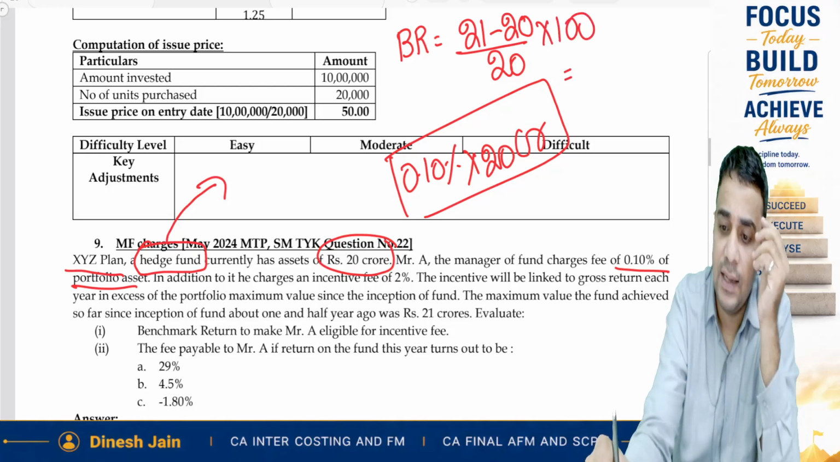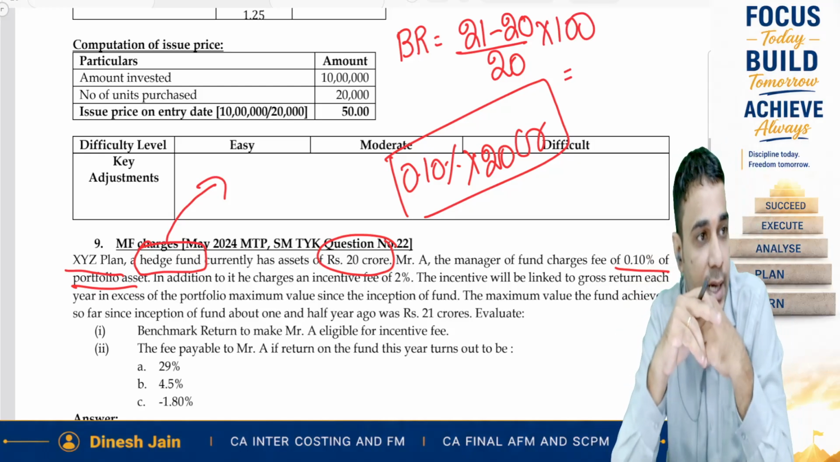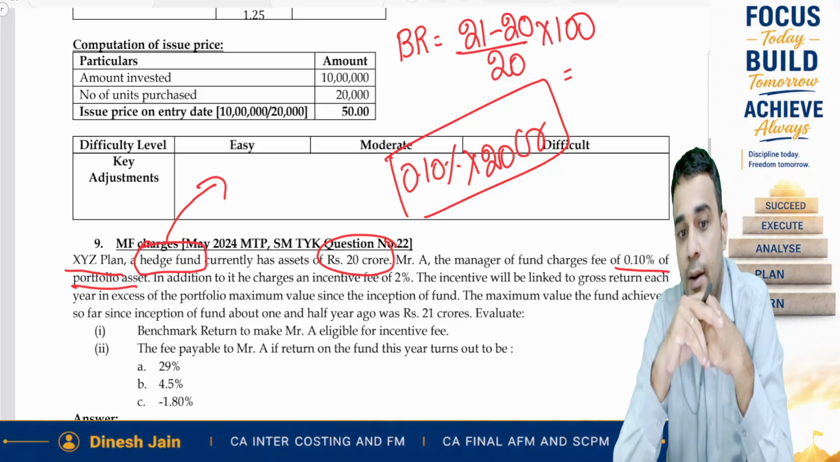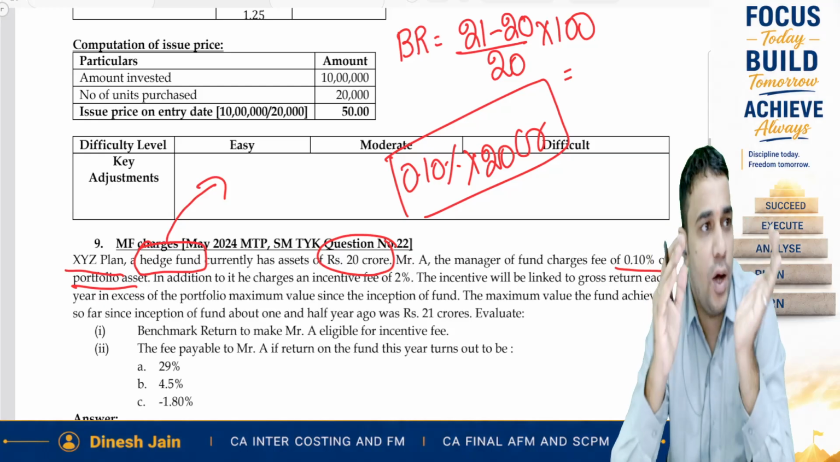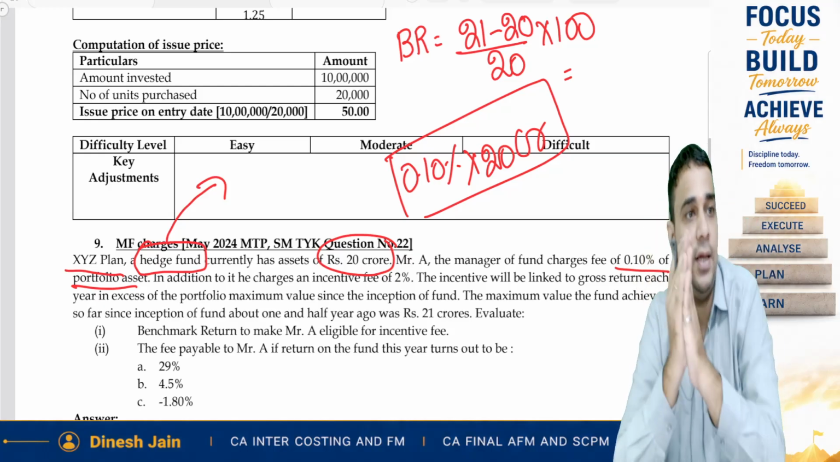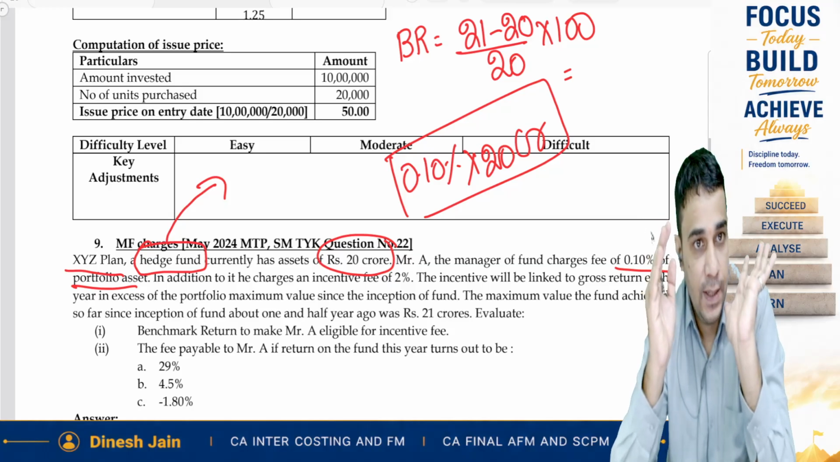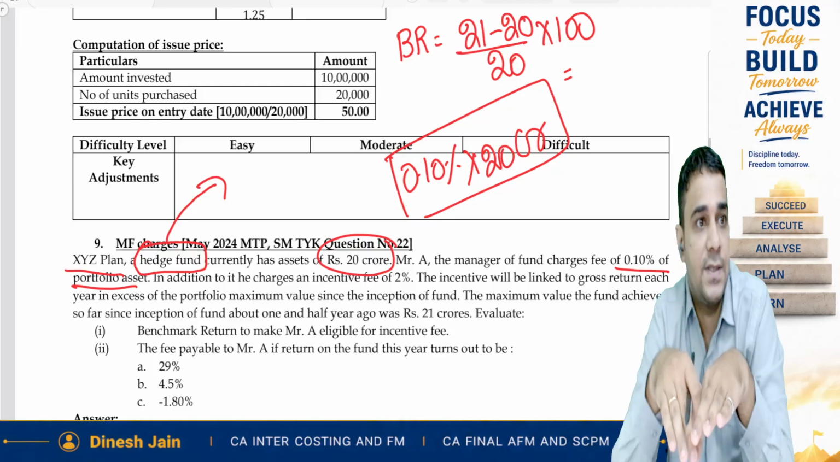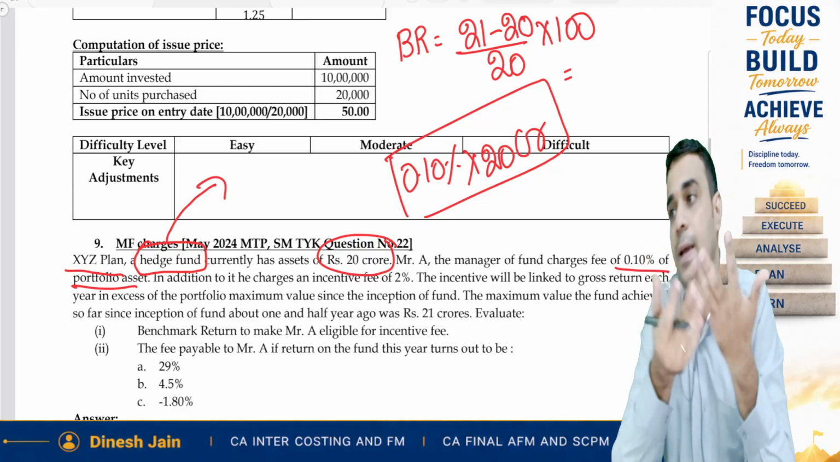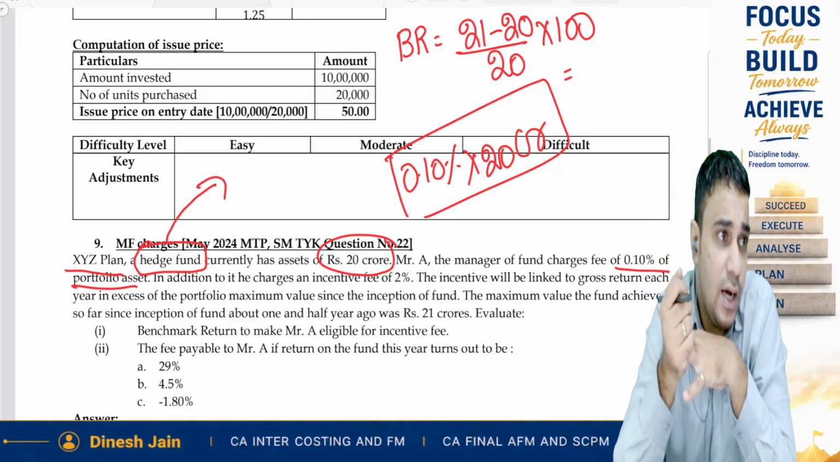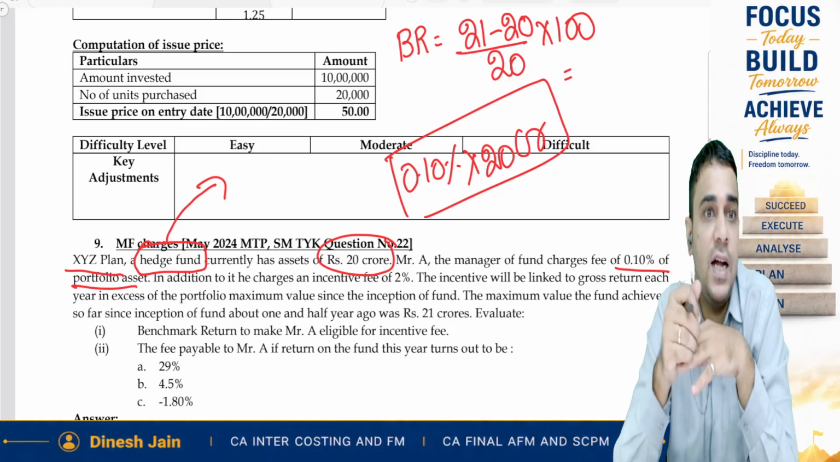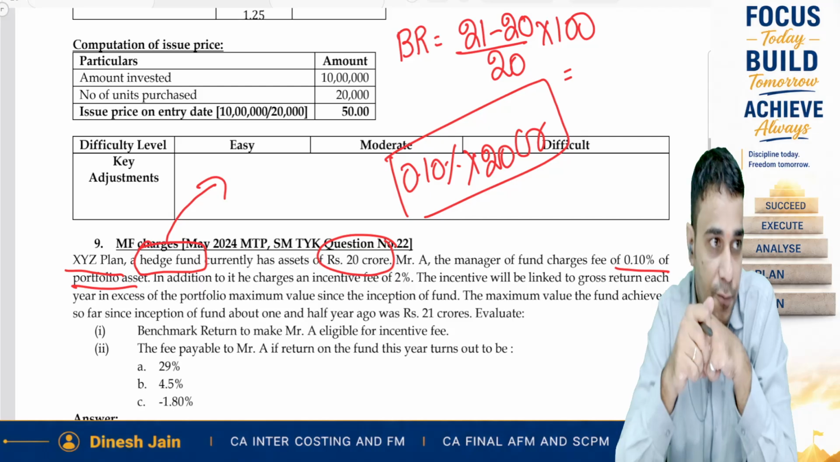At least touch 21. There are formulas, but don't go through the formula. The logic is very simple: 20 should touch 21. Minimum how much do they have to earn? 5%. Anything above 5% I earn, I will get variable incentive. If I don't earn above 5%, fixed fees will be charged.